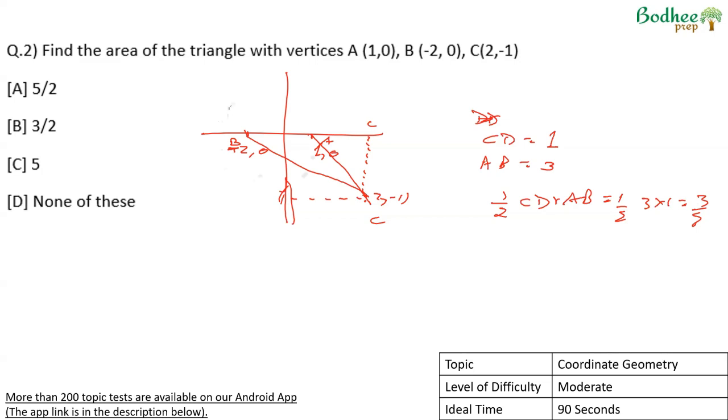Or you could find out the three sides using distance formula, and from there find out the area using Heron's formula. In any case, not more than a minute and a half to 2 minutes to solve the question. Easy to moderate level of difficulty.